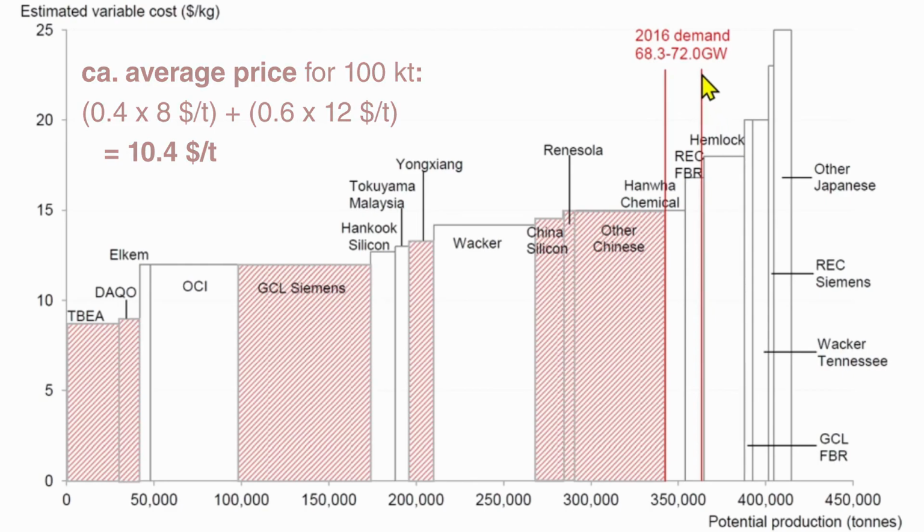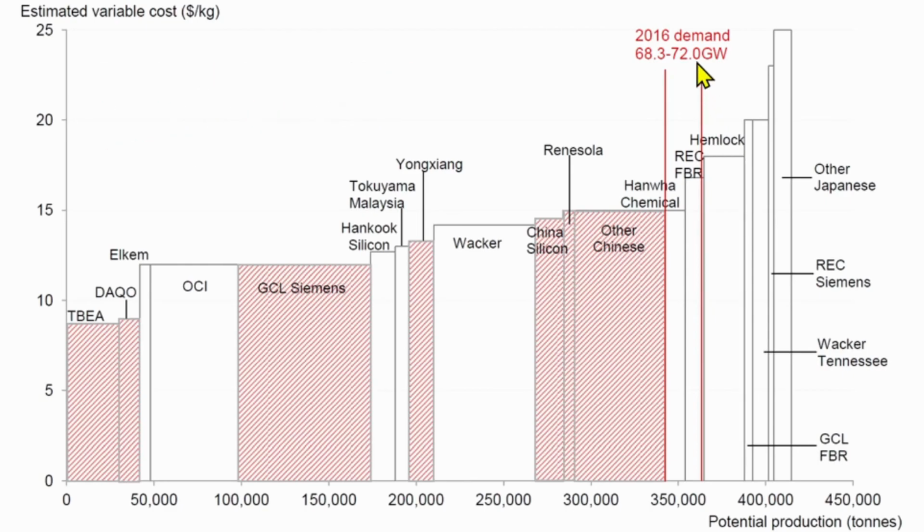And this is an example for 2016. So global demand was 67 to 72 gigawatt. And this was here the final price. So this is average price, but the most expensive prices have been above $15 per ton. Here, Wacker, Tennessee didn't sell anything because it was too expensive. Only this company sold their entire stock here, or the entire production capacity in polysilicon production.